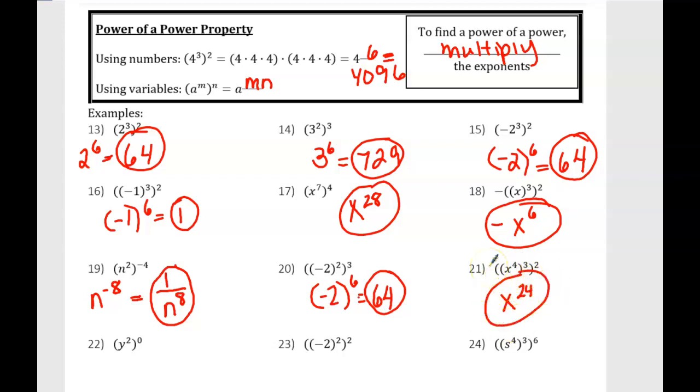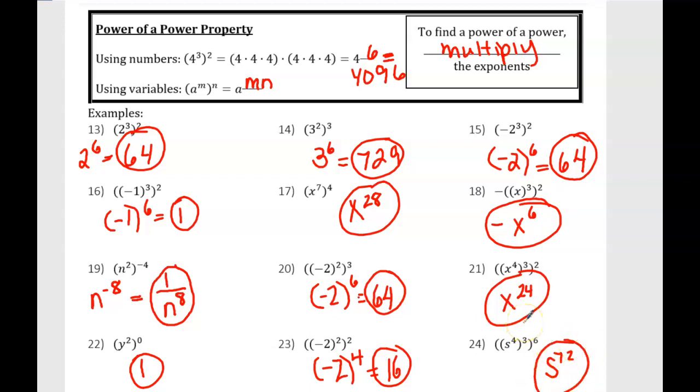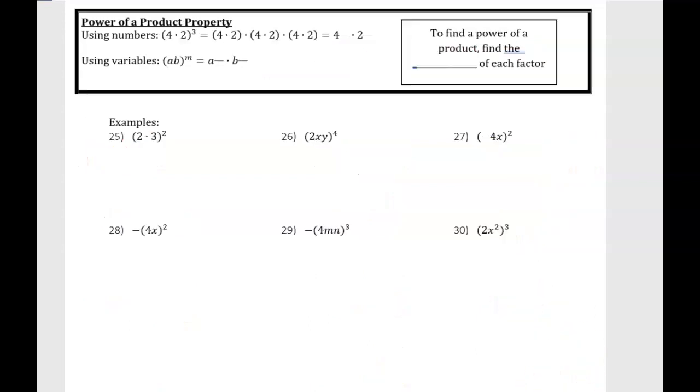All right, number 22, anything to the 0 power is equal to 1. All right, number 23, we're going to get a negative 2, and that's going to be to the 4th power, which is going to be 16. And then number 26, we're going to take 4 times 3 is 12 times 6 is 72. We're going to multiply all of them, so S is going to be to the 72 power. All right, so power of a power, so be careful where the parentheses are.